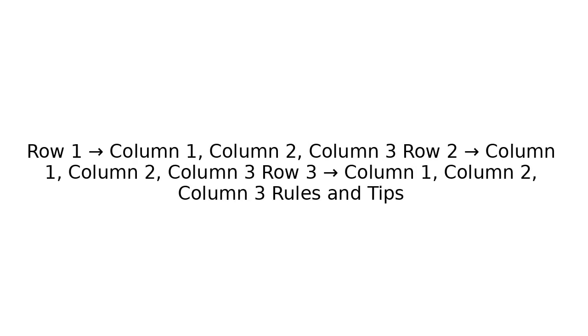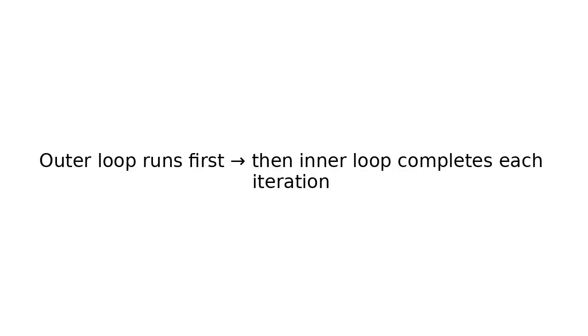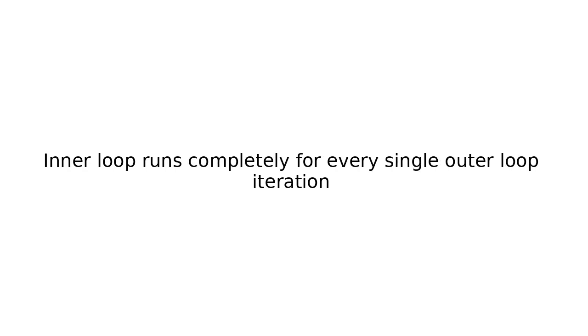Visualizing nested loops. Think of nested loops as a grid or table. Outer loop means rows. Inner loop means columns. Row 1: column 1, column 2, column 3. Row 2: column 1, column 2, column 3. Row 3: column 1, column 2, column 3.